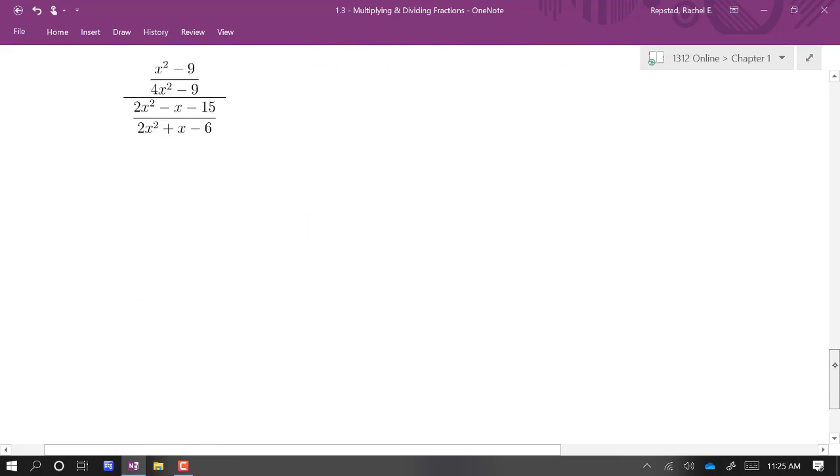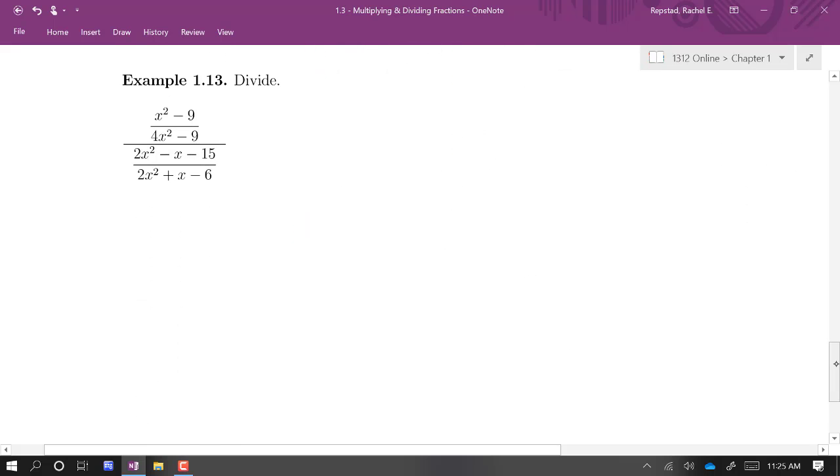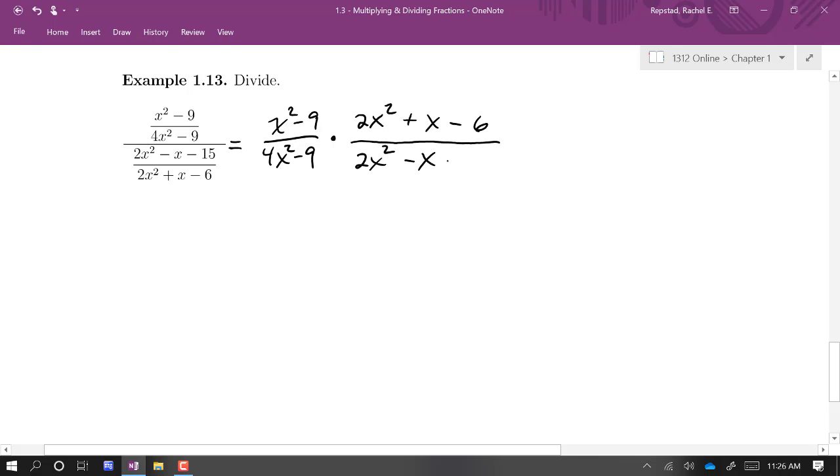Alright, let's do one more. We're going to do this division. Again, we're going to start out by turning this division problem into a multiplication problem. Flipping over the second fraction, so up top on the second fraction I'm going to have 2x squared plus x minus 6. And in the bottom, 2x squared minus x minus 15.